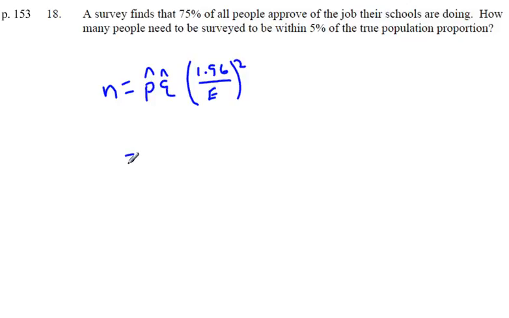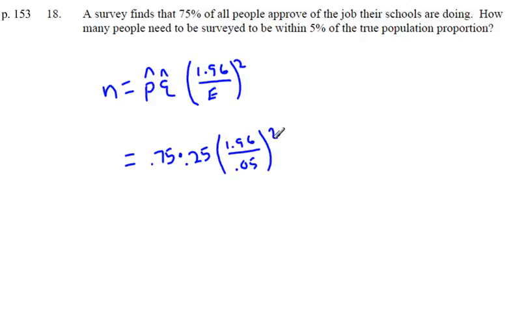Okay, so let's plug in what we know. P hat is 0.75. Now if P hat is 0.75, Q hat must be 0.25. P hat and Q hat always add up to 1, or 100%. Times, in parentheses, 1.96 over E, within. Now careful, don't plug 5 in here. We need to put it in as a decimal. Don't plug 0.5 either, that would be 50%. We need to put 0.05. And we want to square that value.